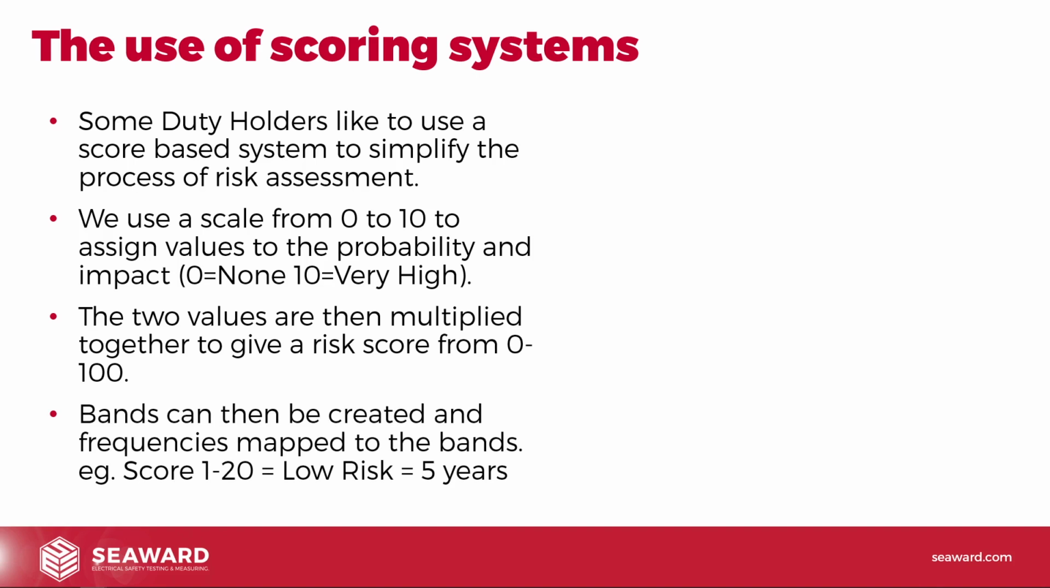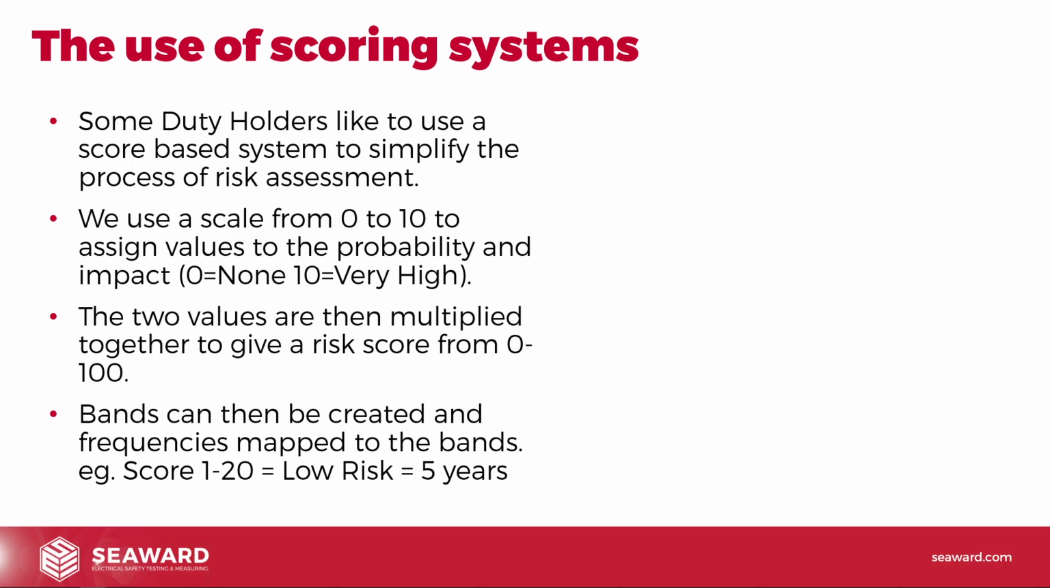So what we can then do is once we've got that and we've got risk scores, we can actually create bands. And what I mean by bands is bands of numbers. So we could say, in this case for example, anything between 1 and 20, that's a band. And that band we would generally call low risk items. So anything that scores between 1 and 20 is going to be a low risk item. So we might want to do a combined inspection and test on that maybe every 5 years.